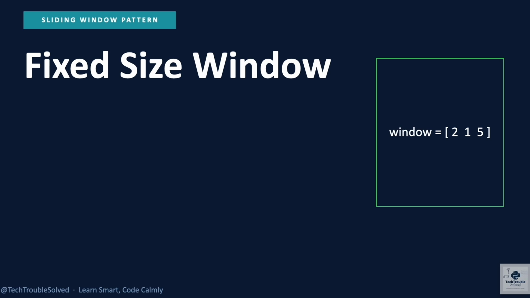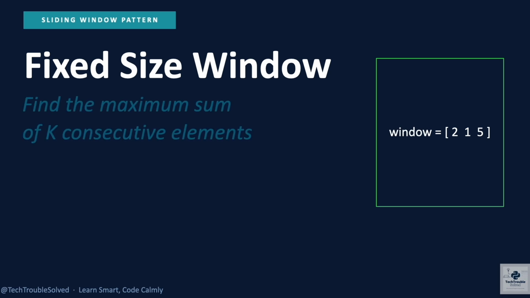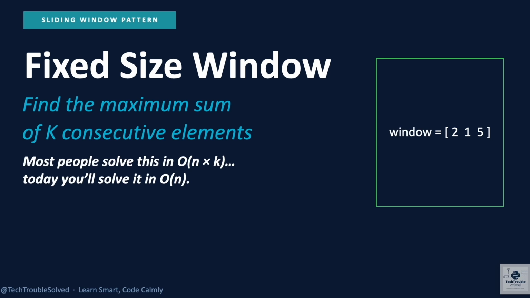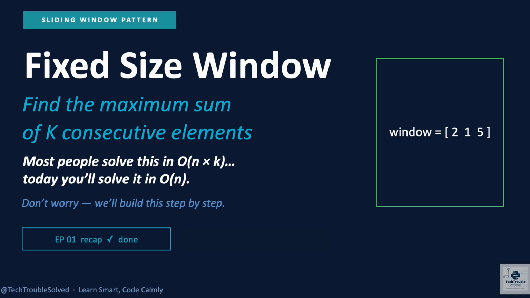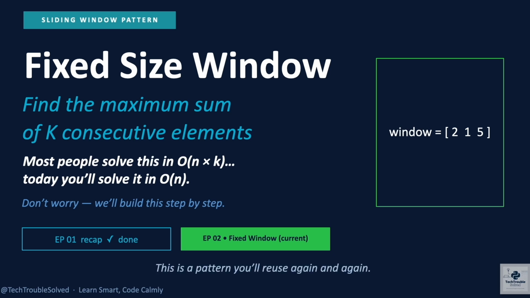The problem we are solving is called max-sum subarray of size k. Most people who see this for the first time reach for two nested loops and end up with O(n times k). By the end of this video, you will solve it in O(n) with a single loop and one formula you will never forget. If you have not watched episode 1 yet, pause here and go watch it first. This builds directly on top of it.